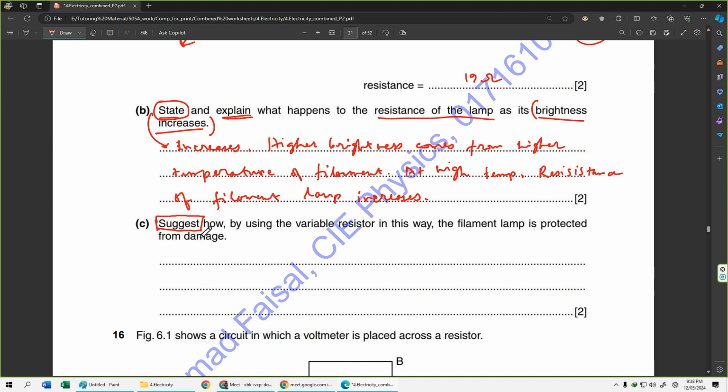So the question says, suggest how by using the variable resistor in this way the filament lamp is protected from damage. Suggest how by using the variable resistor in this way the filament lamp is protected from damage. So this is a pretty simple answer. If I was writing, I would write it this way.